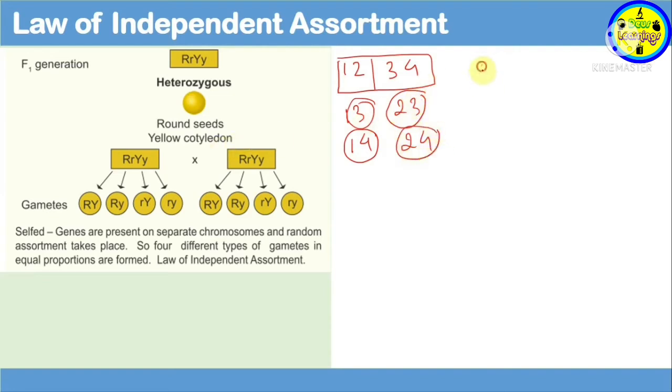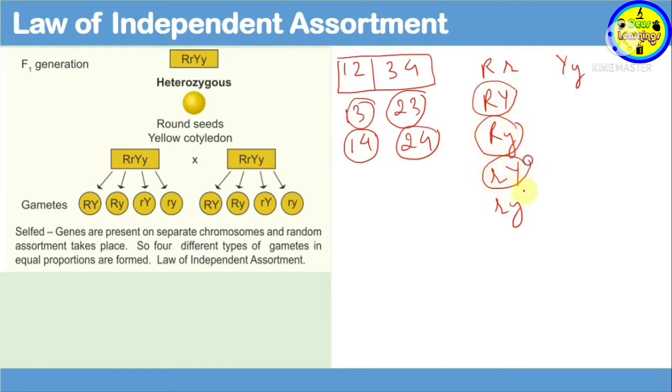Similarly, they did R and Y. So different combinations, R Y, then R Y, or then R Y, or. So combination 1, combination 2, combination 3, and combination 4. So you can see different combinations, 1 2 3 and 4. Dominant recessive, recessive dominant, recessive.